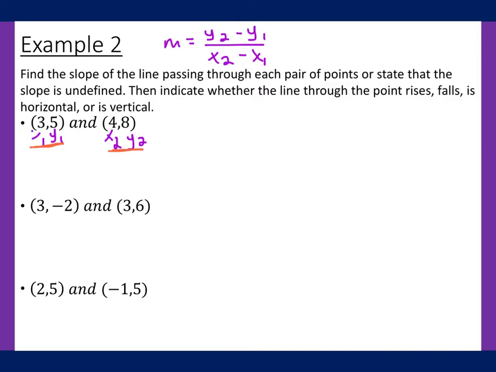So if I fill this in, y2 is 8 minus y1, which is 5, over x2, which is 4, minus x1, which is 3. We just need to do the top and the bottom, see if we can simplify. 8 minus 5 on top is 3, 4 minus 3 on bottom is 1. That simplifies to just be 3. Then our instruction asks us to indicate whether the line through the points rises, falls, is horizontal, or is vertical. Since this is a positive slope, if you look back at the previous thing we did, that means that this slope rises.